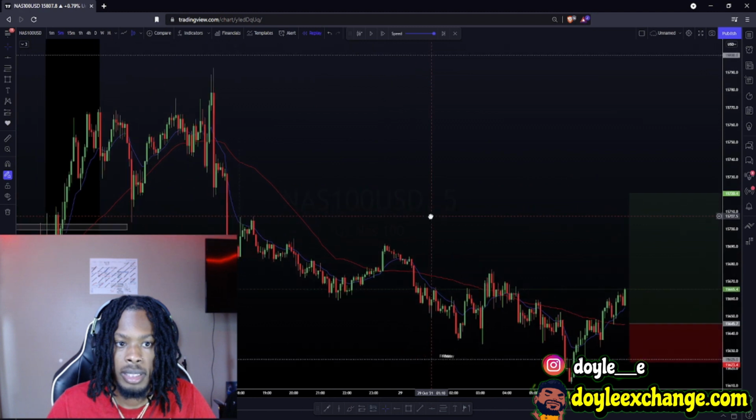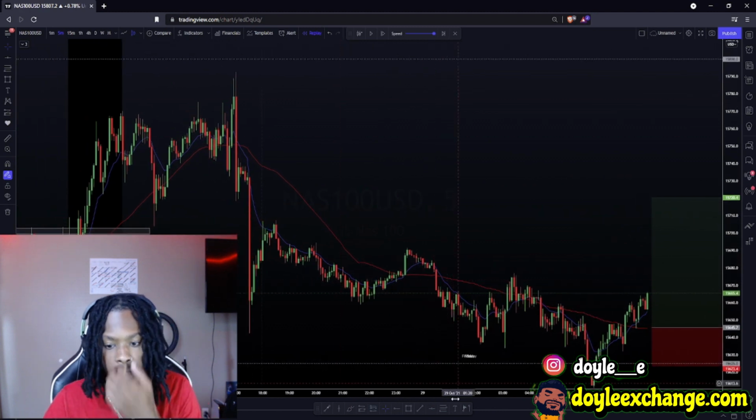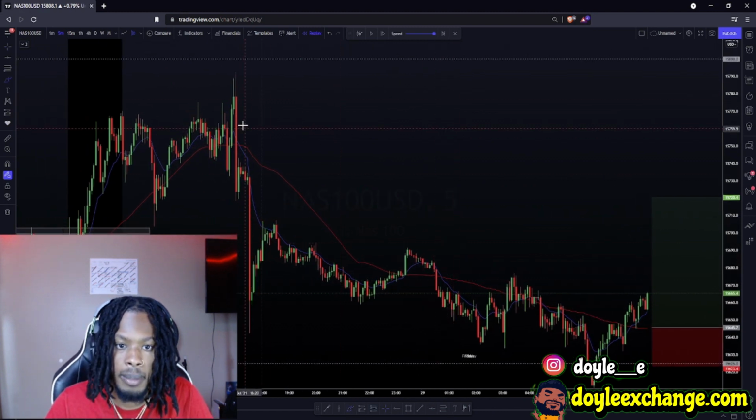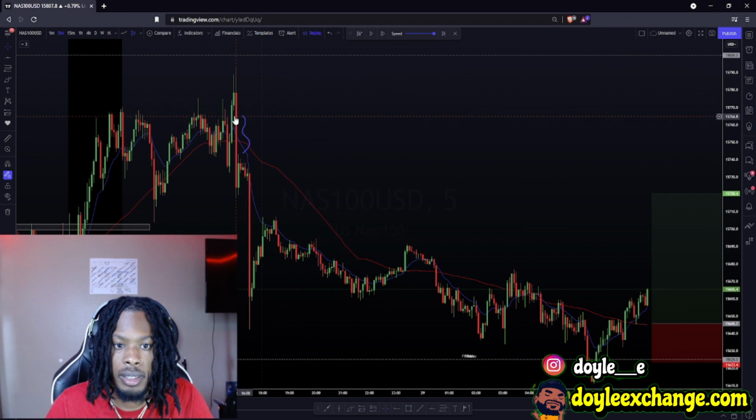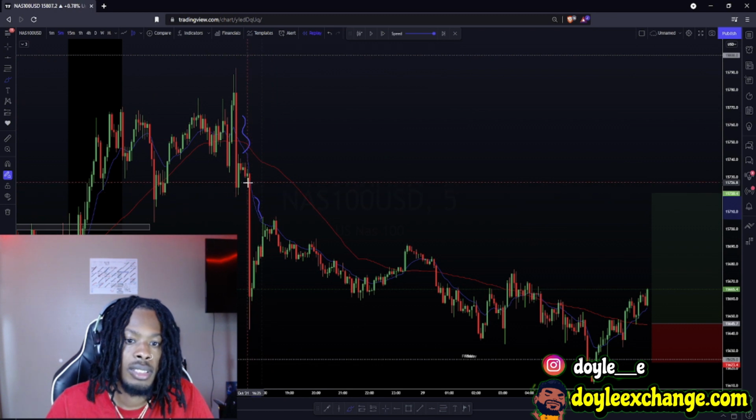It dropped, and what did it leave? It left gaps in the market. So we have a gap right here. I'll just leave the moving averages on. So we got a gap right there, and then we have a gap right here. So we got two gaps, right here and right here.